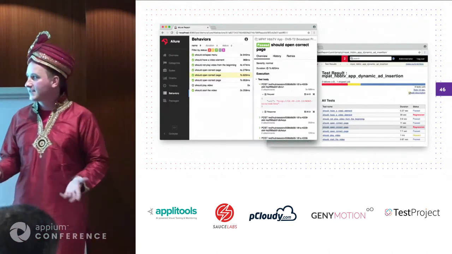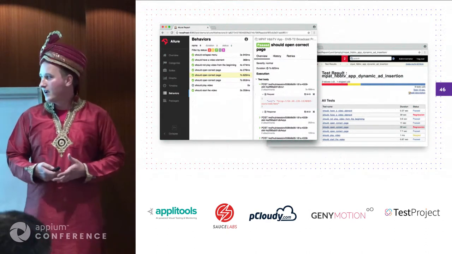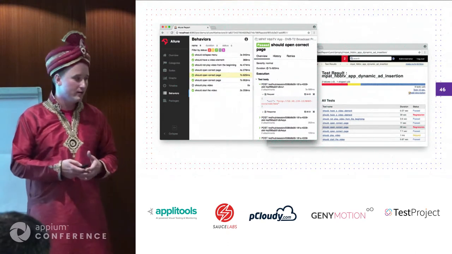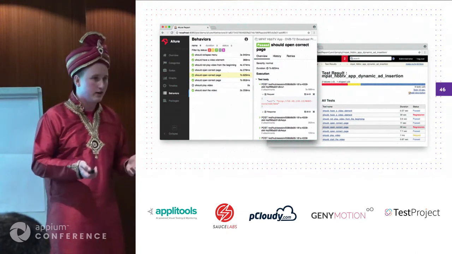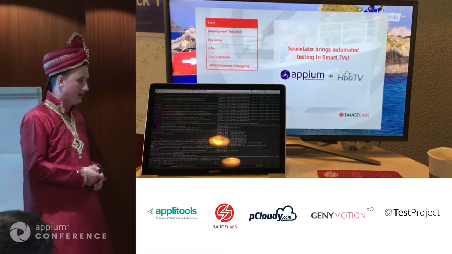Again, I'm using existing tools, so I can also use existing reporting. Everyone was able to connect any random reporter, in this case Allure or a JUnit reporter, to print results automatically in my CI system.